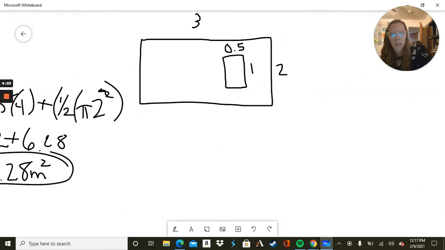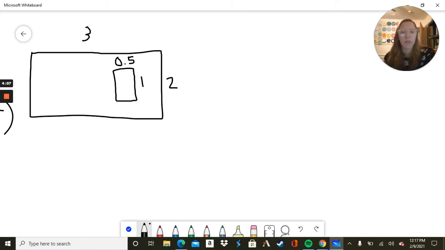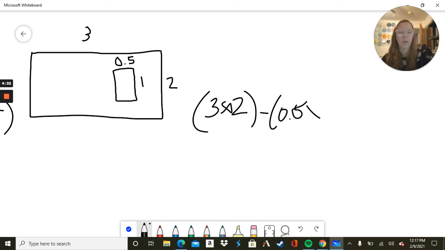Okay, so here, move over a little more. We have, in the book this is, I didn't catch that. Sorry guys. The outer rectangle, the bigger one, is a grassy area, and this little rectangle is a paved area. So we're going to take 3 times 2 minus 0.5 times 1 to get our area.